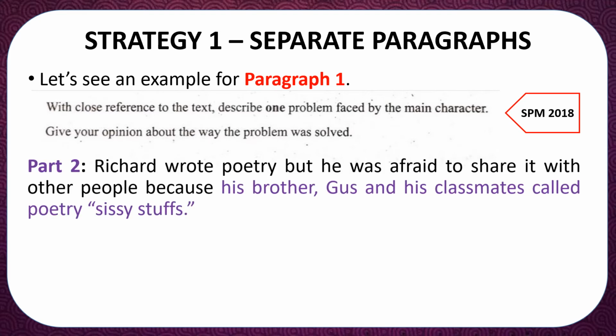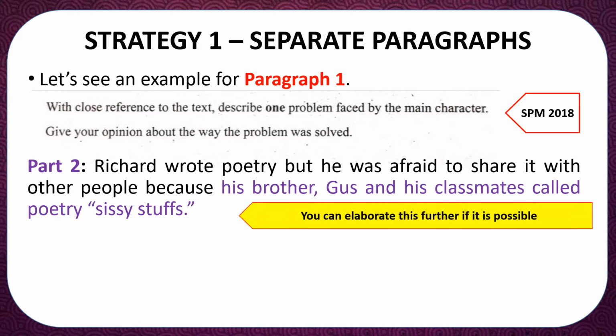Richard wrote poetry, but he was afraid to share it with other people because his brother Gus and his classmates called poetry sissy stars. Well, is this enough? Obviously, no. This is not an elaboration, not enough elaboration. So you can elaborate this further if it is possible. Obviously, this is possible, to elaborate more. So write more. Write another 2 or 3 paragraphs to give more details.